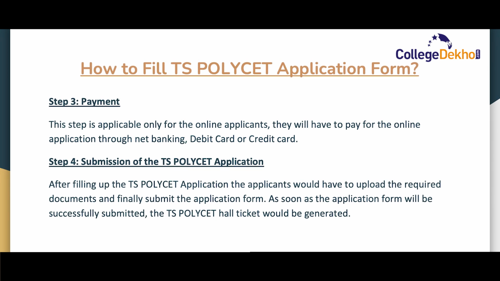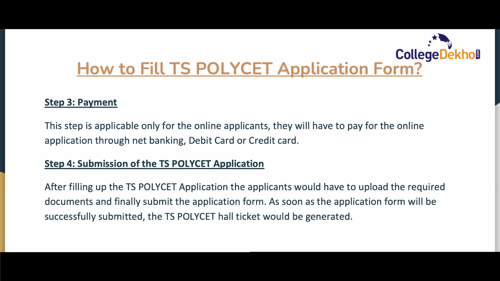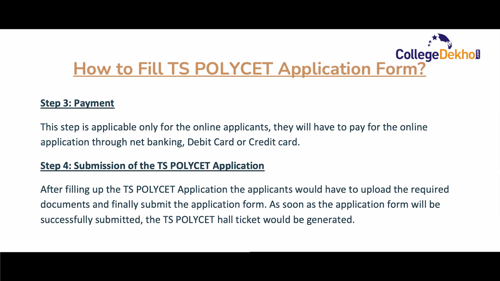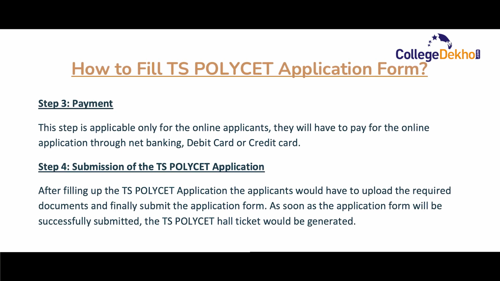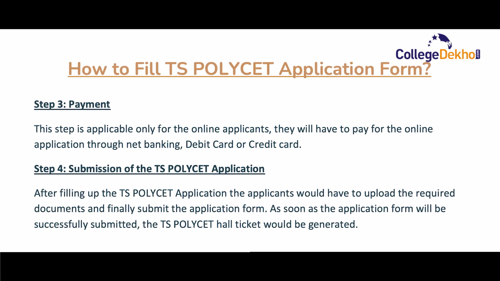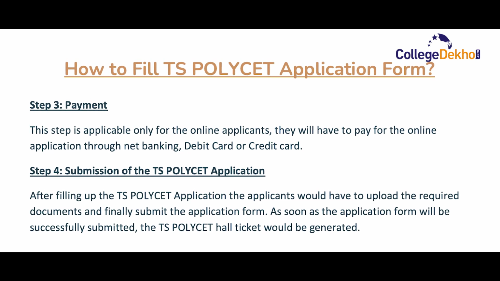The last step is the submission of the TS Polyset application. After filling up the TS Polyset application, the applicants would have to upload the required documents and finally submit the application form. As soon as the application form is successfully submitted, the TS Polyset hall ticket would be generated and the candidates are advised to download the hall ticket and application form for future reference.